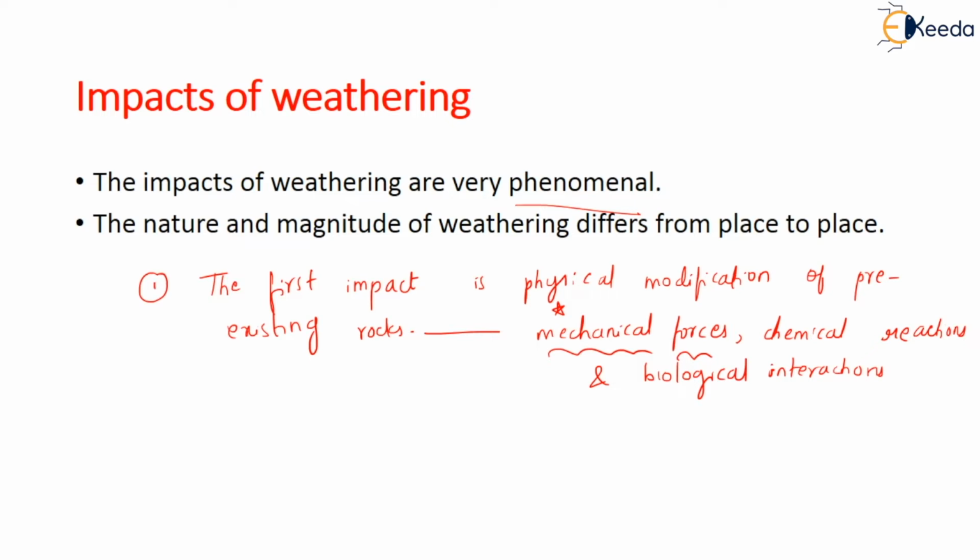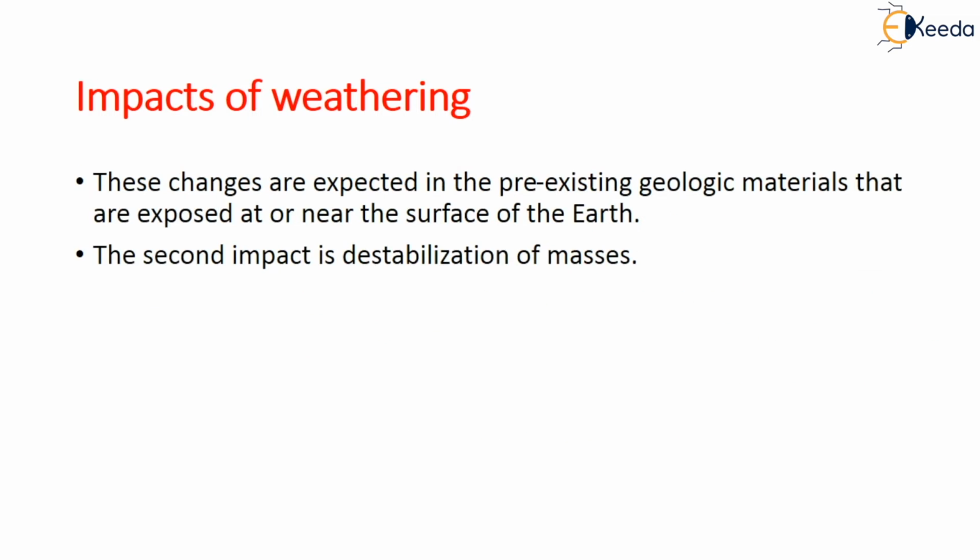This all happens during the process of weathering. These changes are expected in the pre-existing geological materials, which are mainly exposed at or near the surface of the earth. What is the second impact? Nothing but the destabilization of the masses.